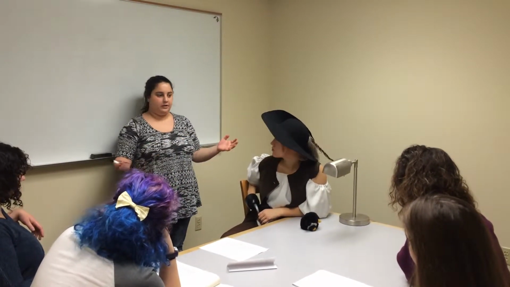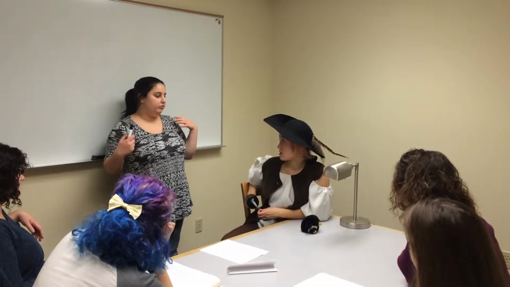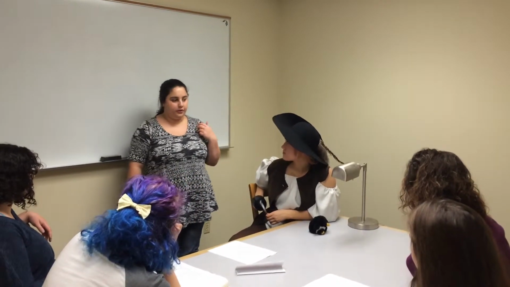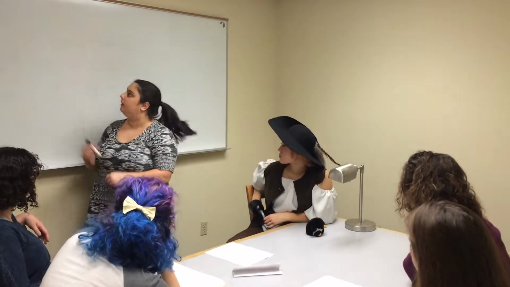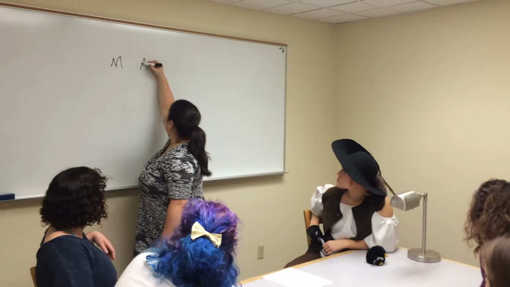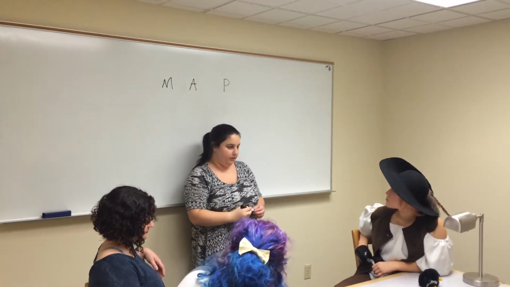So, who knows what a character trait is? It's like a description of someone. Right, it's like a description of the character. And so for this, we're going to focus on 3 main ways of kind of understanding a character trait. So there's motive, which is going to be M, appearance, and personality, or just map if that's easier to remember.